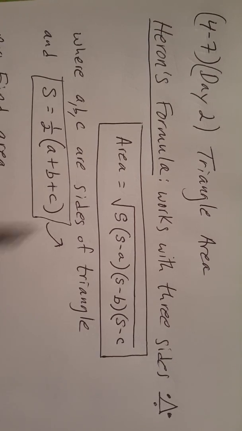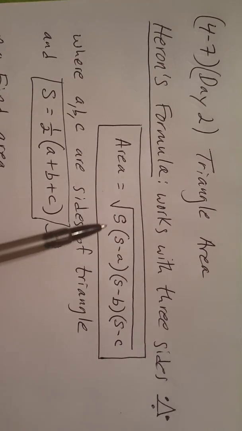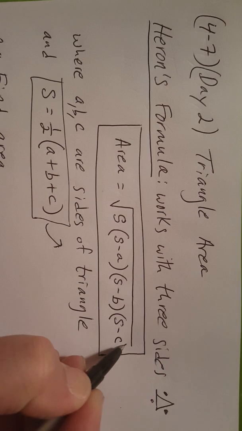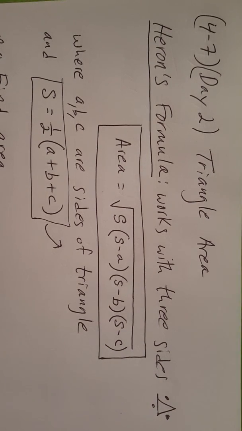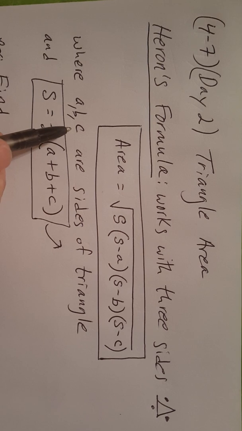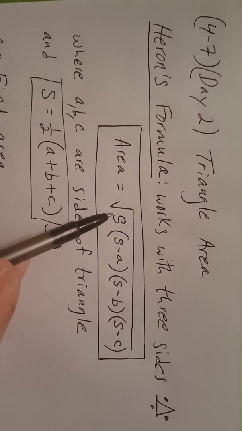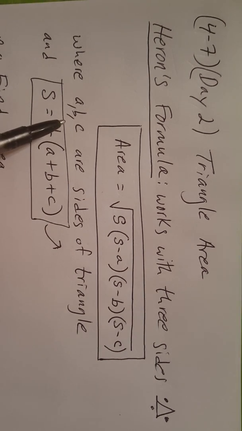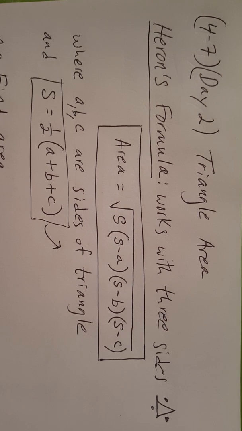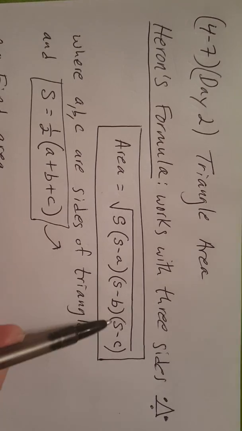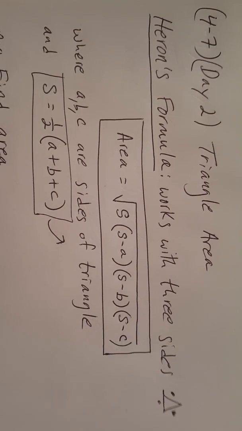Here is the formula. Area equals square root of S times (S minus A) times (S minus B) times (S minus C). A, B, C are the sides of the triangle. Then what is S? You add the three sides, take half that value, and you have S. And then you bring that S to here, and here, and here, and here. Okay, shall we try it one time? Here we go.